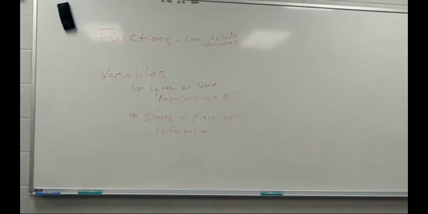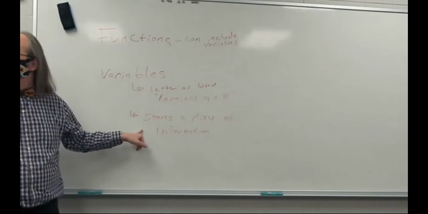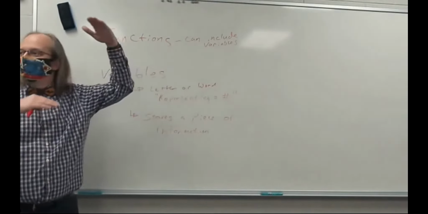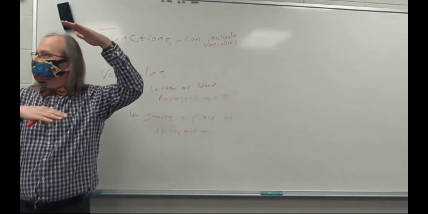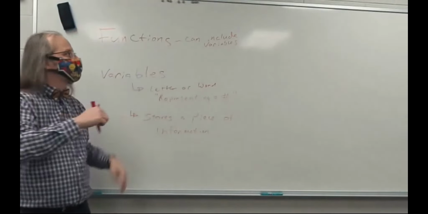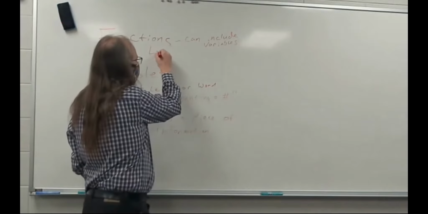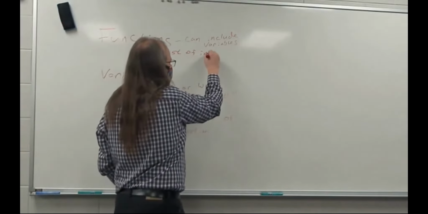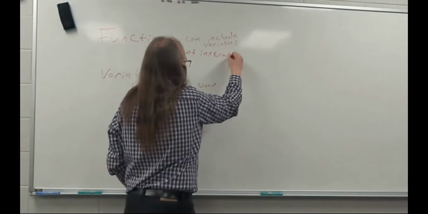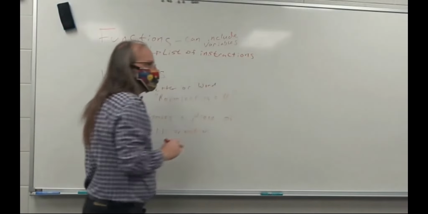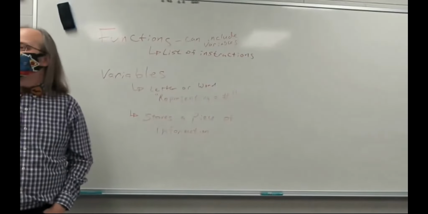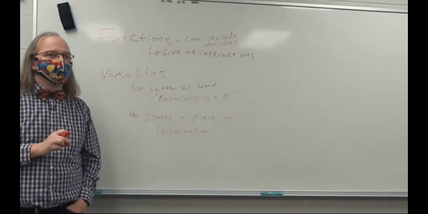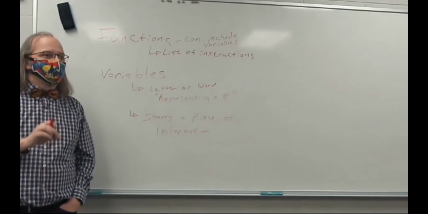We like shortcuts. So a variable is kind of like that also, right? But a variable is just a single piece of information. What's a function? It's a list of instructions. A function is a list of instructions. A variable is a single piece of information. So far, so good?